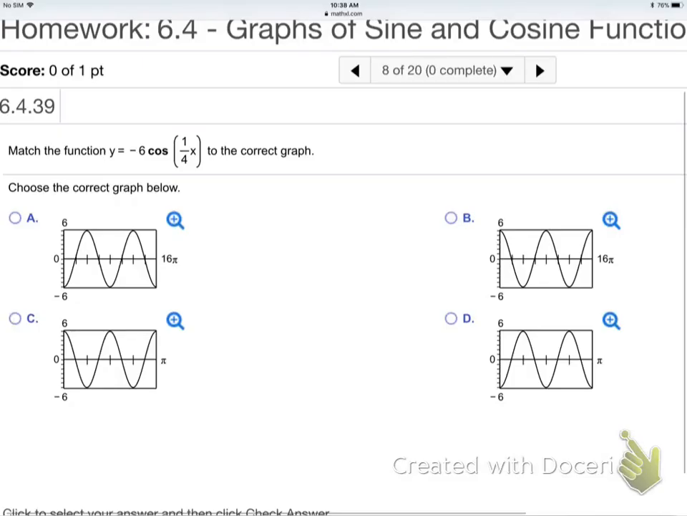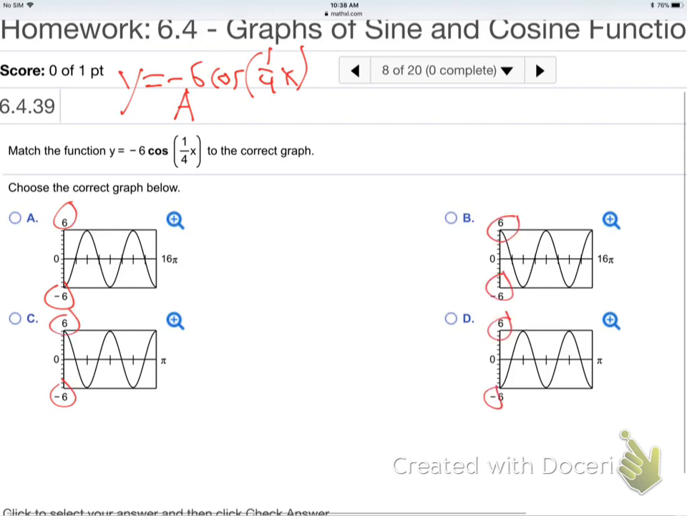Okay. So negative cosine 1/4 x. So -6 cosine 1/4 x. Okay, so first off, that's the amplitude. That means it's going to go from -6 to +6. All the graphs do. -6 +6, -6 +6. So that's just obvious. All right, so that's the amplitude.